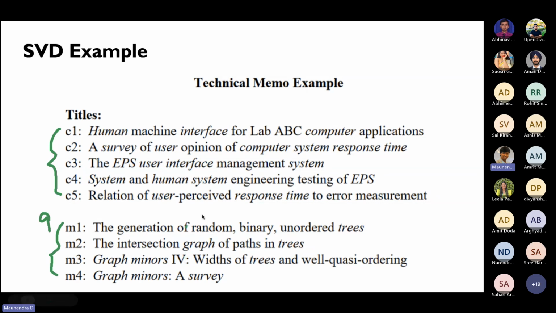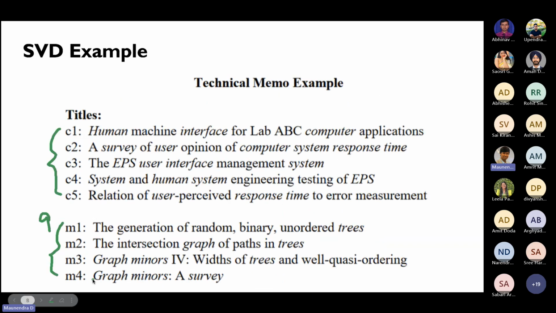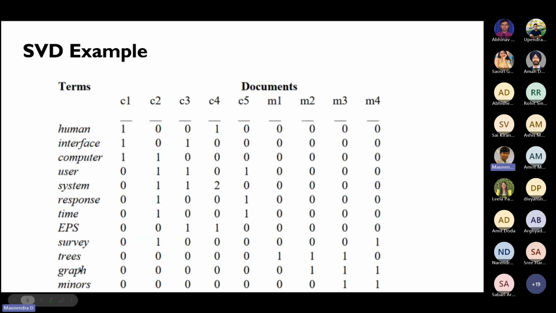Now if these are the documents, from this they can create a term document matrix. Here we have terms, here we have documents. So 5 plus 4, 9 documents are here, and these are the terms, and they consider all those terms which are appearing at least twice. Those are here in italics. Human interface machine possibly occurs only one time, so it was dropped, so it's not in italics. So this is the vocabulary, these are the documents, and this is the representation.